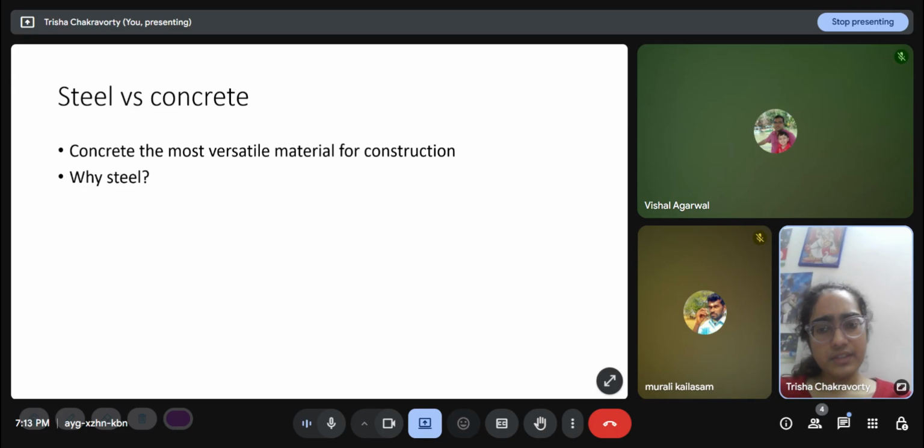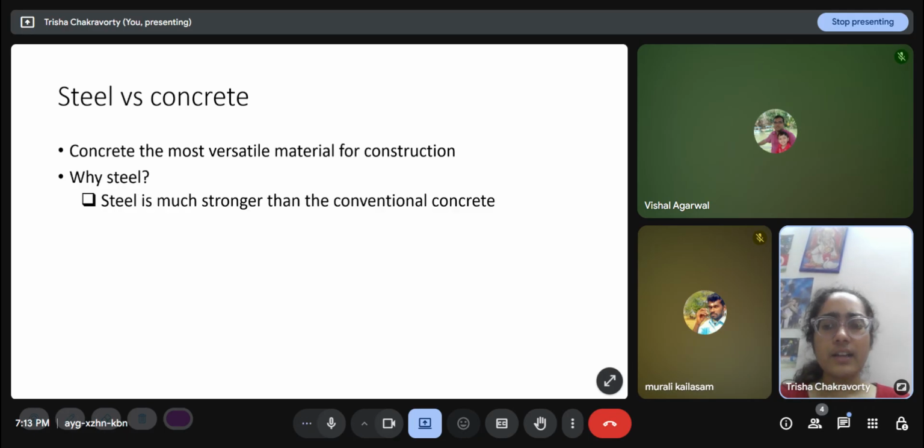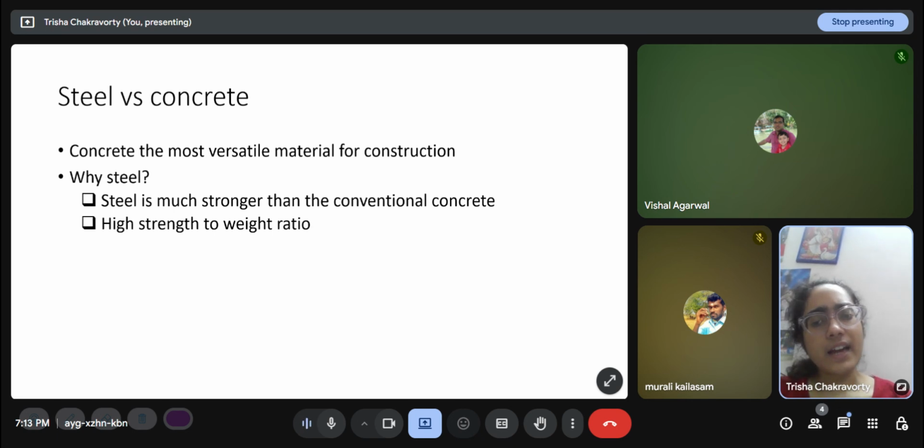But then why do we use steel? Now, RCC structures also have steel inside, but there are also steel structures which are made of only steel. Some factors in favor of steel are that steel is a much stronger material than conventional concrete in both tension and compression. Steel has a high strength to weight ratio. Steel structures are lightweight, because since steel has so much more strength, the cross sectional areas of the steel sections tend to be much smaller than concrete cross sectional areas.